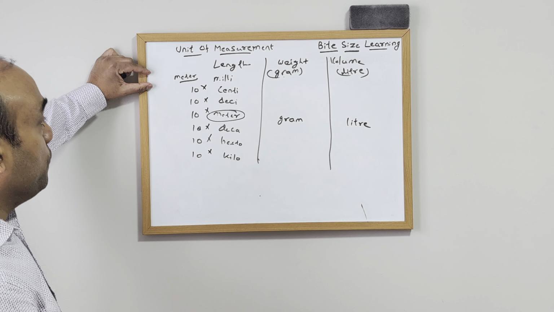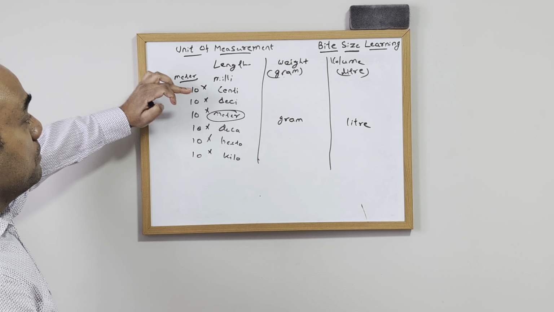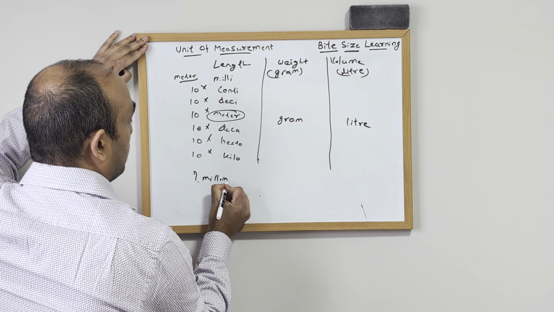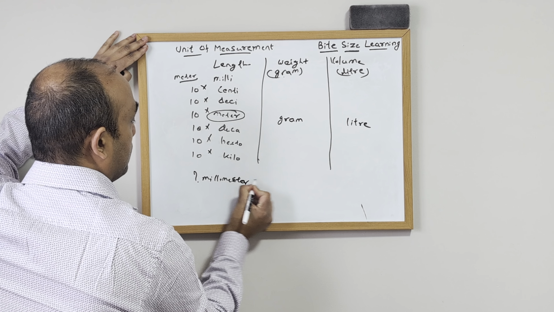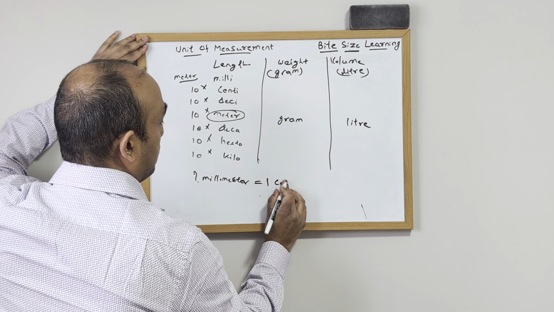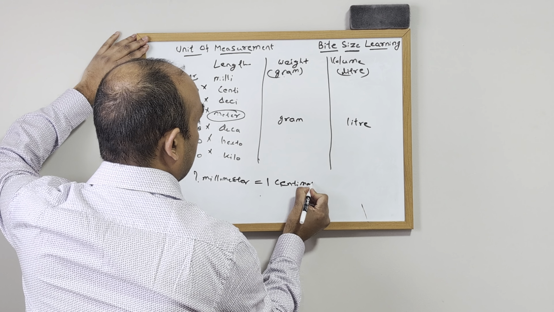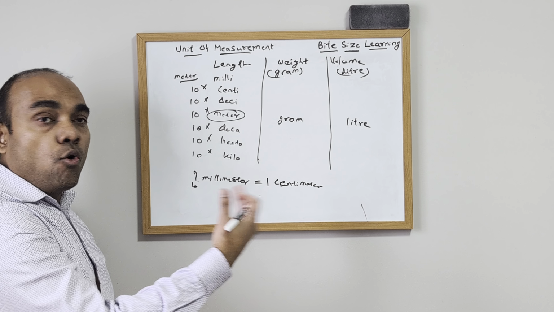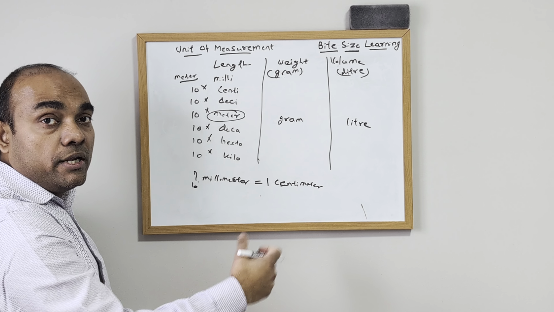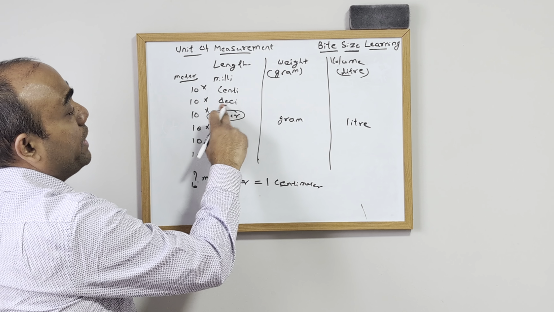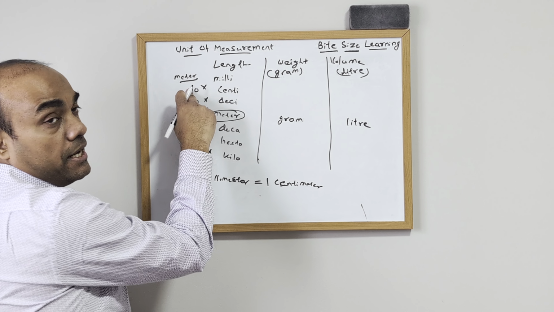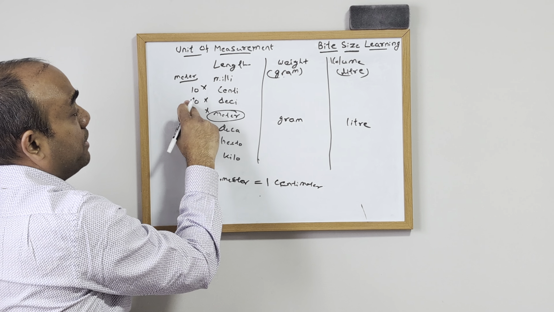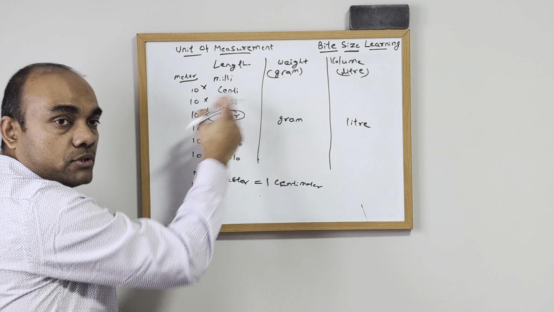Meaning, if you want to know how many millimeter is there in 1 centimeter, it is 10, right? So and when you go on, right? So when you keep on increasing the unit, right? So you want to know 1 decimeter is equal to how many millimeters? So 10 times 10, it's 100. You want to know 1 meter is equal to how many millimeters, right? So it's like 10 times 10, 100 times 10, 1000 millimeter.